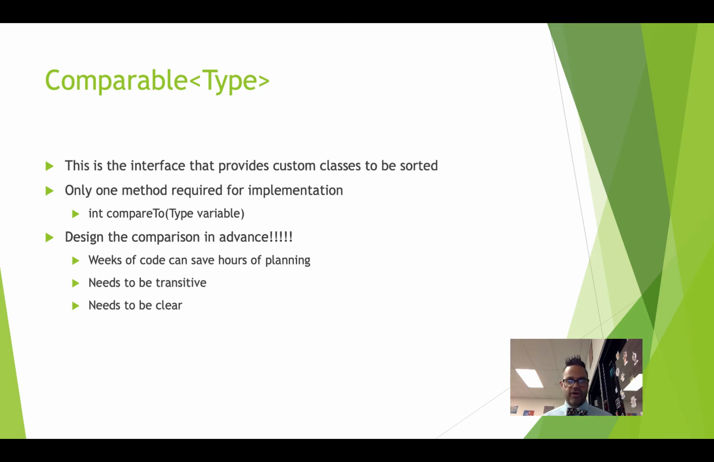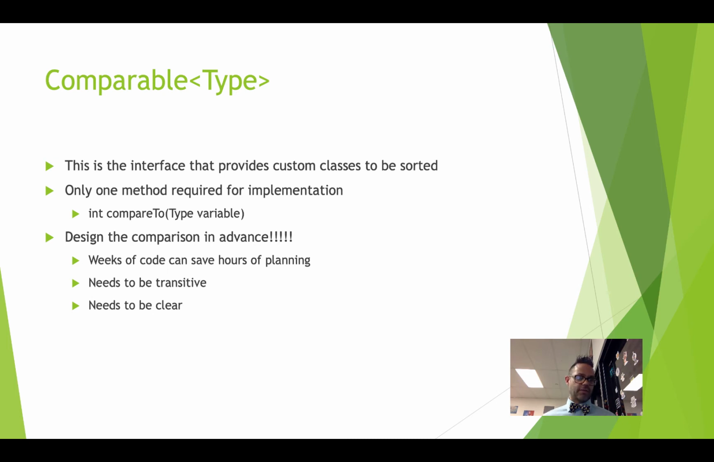Now, we have the famous phrase, weeks of coding can save hours of planning. If you simply just throw the code on the screen, it's going to cause some problems. So you want to actually plan this out before you actually try and write the code, because when you build the structure of a comparison, you want to make sure it makes sense logically before you try and do it. Another reason you have to do this is it has to be both transitive and clear. You have to be able to make sure that it works. If A is less than B and B is less than C, then A is also less than C. It has to be a transitive approach. You can't just simply throw stuff out there. It has to work across this.